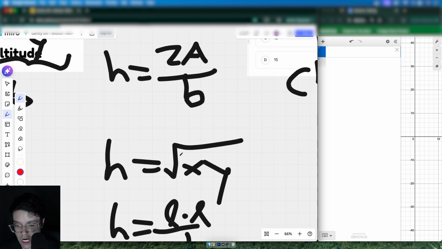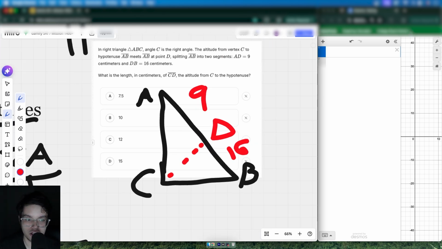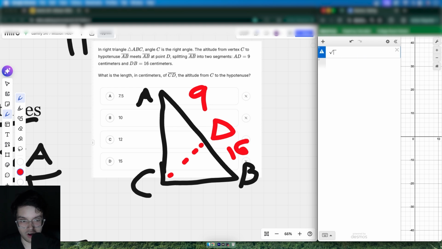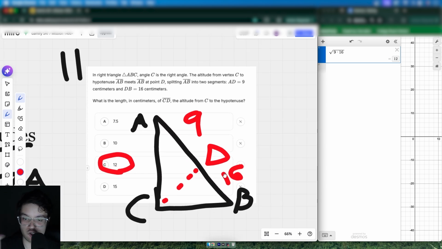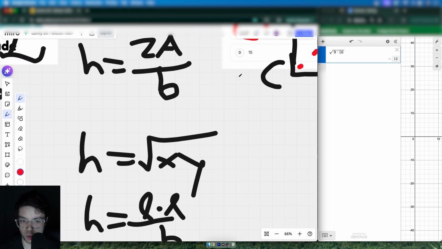So remember the formula down here, square root of x times y. So we can literally just say here square root of 9 times 16. So it must be 12. That is literally the answer. C must be the answer. So you can see here, this problem looked like it was going to be extremely difficult, but literally it was just one formula and I solved it.